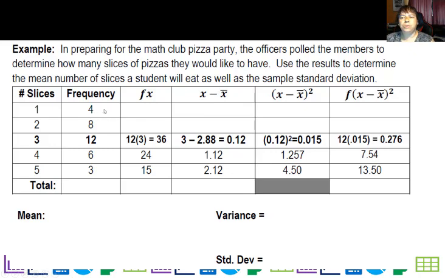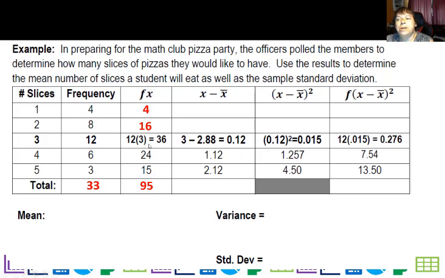Well, I know if I want the total slices, I'm going to take this 4 times that 1. And by the way, let me see, how many total students did I poll? I polled 33. Now I have 4 as a total here for the frequency times the number of slices, and 16 here for the second row. I have 36, which are 12 students that want 3, 6 students that want 4, and 3 students that want 5. So the total number of slices that I need to order are these 4 slices, those 16, 36, 24, and 15, or basically 95 slices.